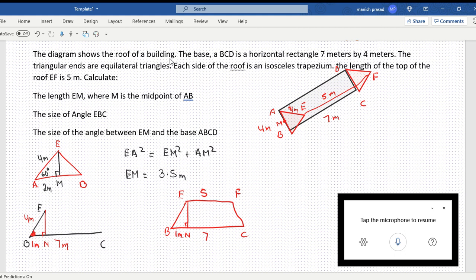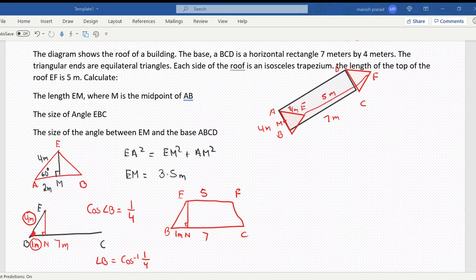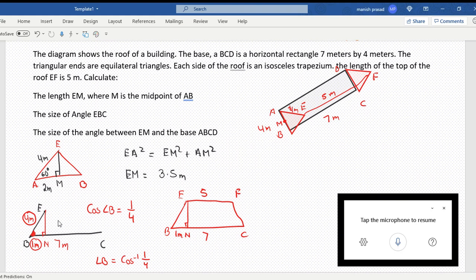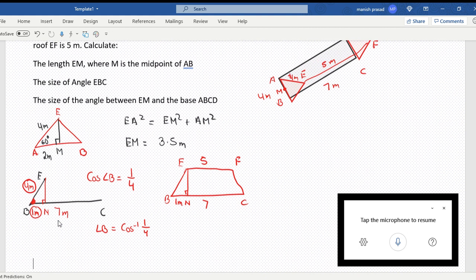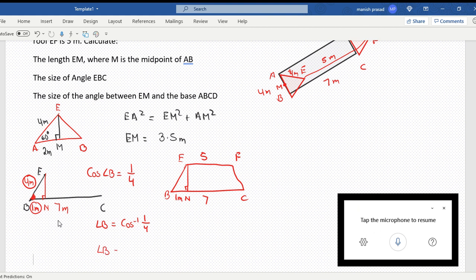Again, it is the same thing. It is adjacent and hypotenuse. So what are we going to get? Cos angle B is equals to adjacent divided by hypotenuse. So angle B will become equals to cos inverse adjacent by hypotenuse. So get the answer for this one. Let's see what is the answer coming. 75.5. Okay. So angle B has come out as 75.5. So second thing is done.